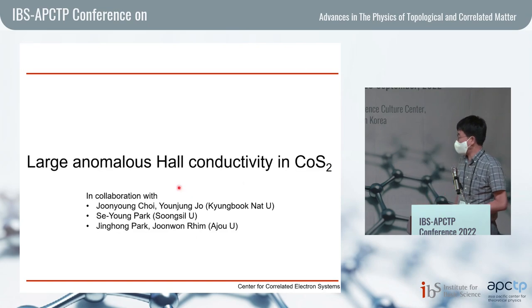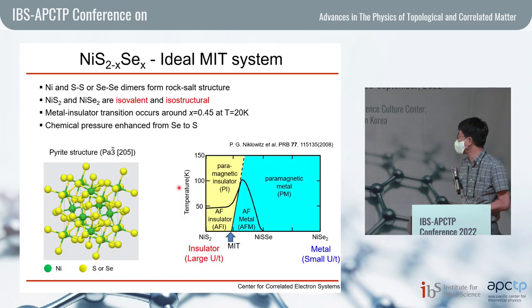Okay, so first let me briefly discuss the large anomalous Hall conductivity found in cobalt disulfide. This is in collaboration with Junyoung Choi, Yeonjong Cho at Gyeongbuk National University, Seyoung Park at Chungshil University, and Jinhong Park, Junhun Im, who's in the audience, at Ajou University. I have to tell you that this work is really led by these people, not me. I'm just presenting on behalf of them.